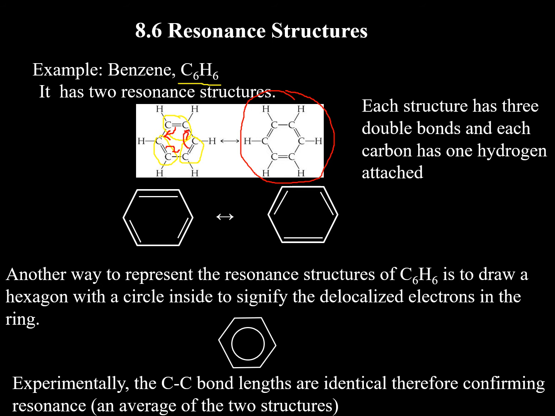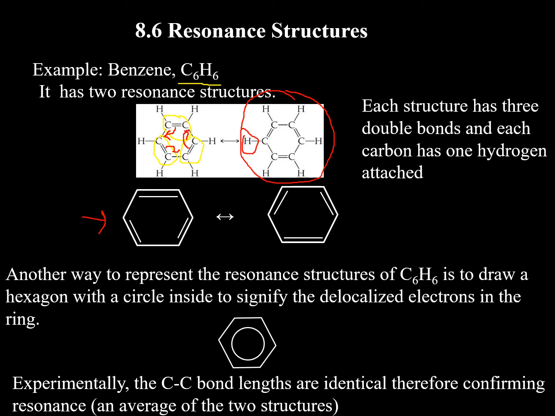Resonance creates stability. Each structure has 3 double bonds, and each carbon has 1 hydrogen attached. So if you look at both cases, there are still 8 electrons for each carbon, the octet rule, and each hydrogen has 2 electrons. This is a skeletal way of drawing, which we'll talk about more in organic chemistry, where you just show the carbons. The hydrogens are not noted here.